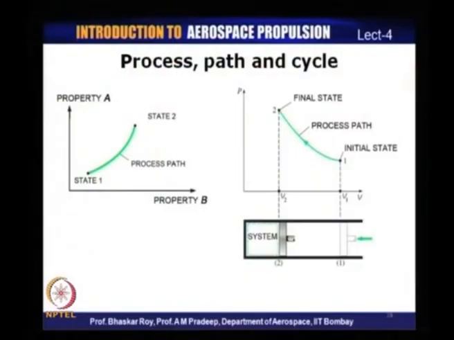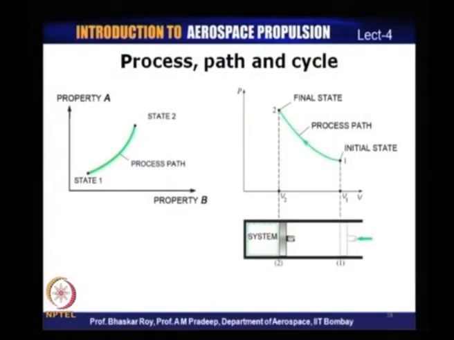Now, we shall take a look at the classical example of the piston cylinder assembly, which we have seen throughout this lecture and in future lectures as well. Now, what is shown here is an example of a property change from state 1 to state 2.